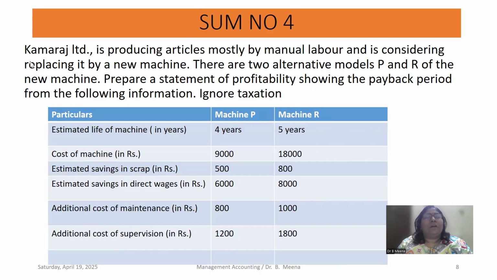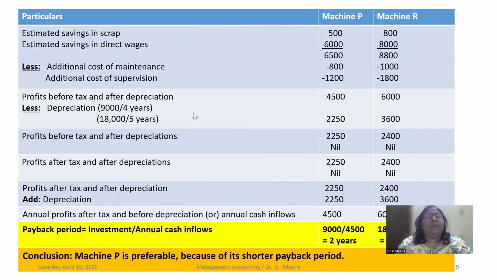What is the cost of the machine? 9,000 divided by 4 years. That tells you the depreciation for machine P. Likewise, calculate for machine R: 18,000 divided by 5 years. That's what I have written here, how to calculate the depreciation and then deduct the depreciation. So 2,250 and 2,400 for machine P and R.